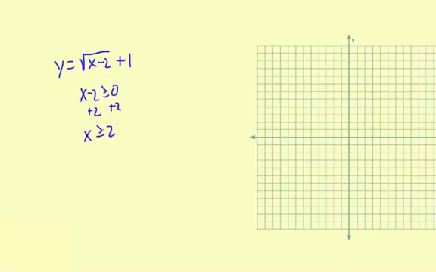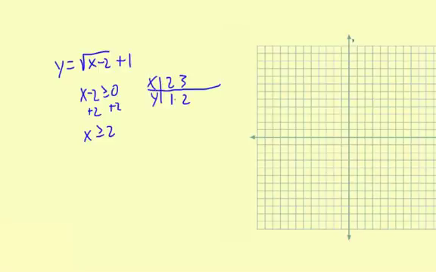I know 2 is the smallest value. So let me input a 2. 2 minus 2 is 0, and then 0 plus 1 is 1. So on my t-chart, x and y, 2 is my first input, and then 1 is my first output. Now what if I input a 3? 3 minus 2 is 1, and then square root of 1 is 1, and then 1 plus 1 is 2. So if I input a 3, I'll get a 2. What if I input a 4? Well, 4 minus 2 is 2. Square root of 2, that's a decimal like 1.4 or something like that. And then plus 1 is 2.4. This is going to get a little messy with the decimals. You can continue this way if you would like to.